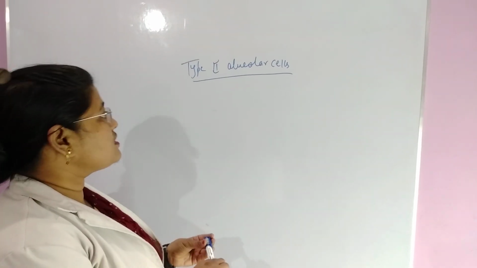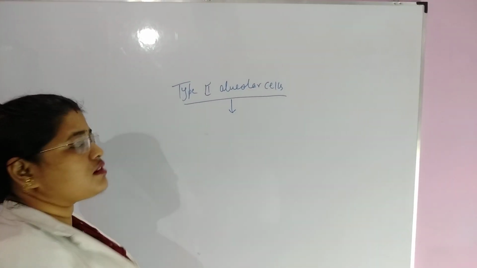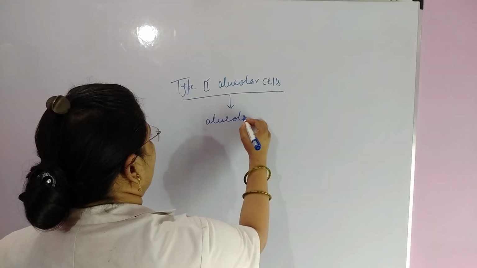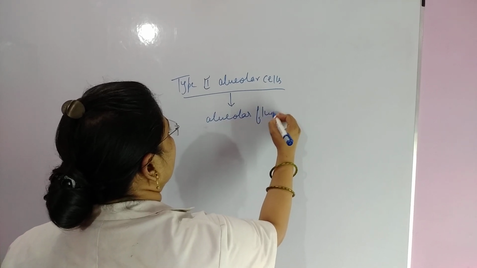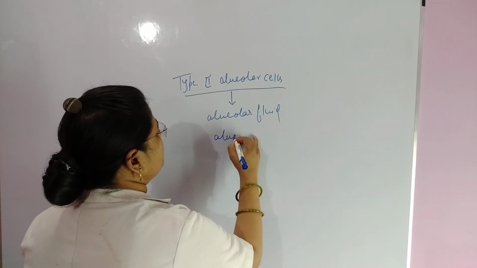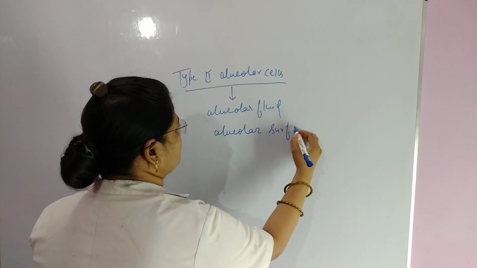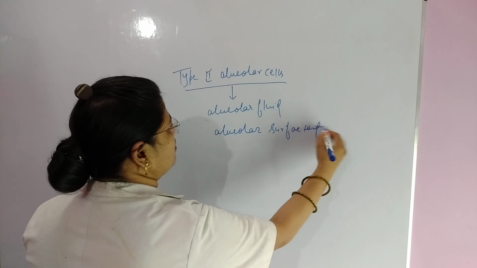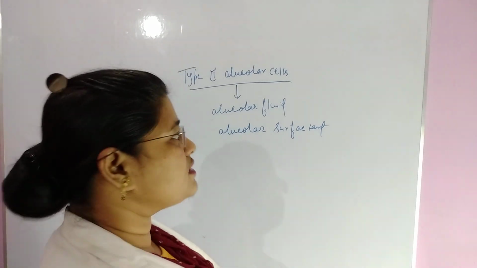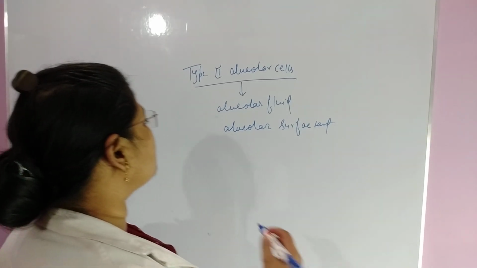So type 2 alveolar cells, the important functions of type 2 alveolar cells are secretion of alveolar fluid and alveolar surfactant. So what is alveolar fluid and alveolar surfactant, and what is the role of alveolar surfactant in our human body?